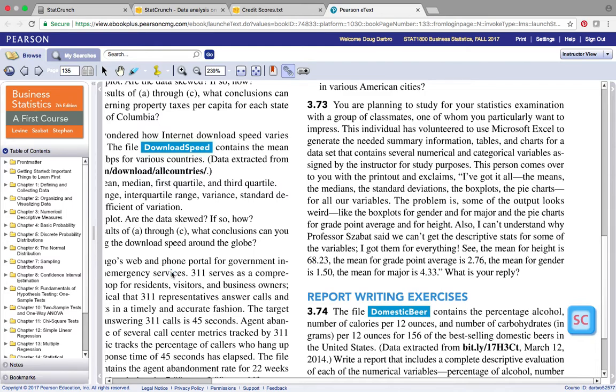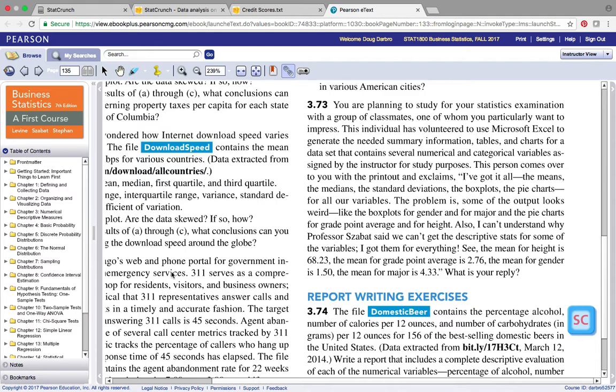Well, your reply is this person doesn't know what they're doing. First of all, they're not appreciating just fundamentally the difference between quantitative data and categorical data. For example, the next to last sentence, the mean height is 68.23. That's fine, because that's a quantitative variable. The mean grade point average is 2.76. That's fine. GPA is quantitative.